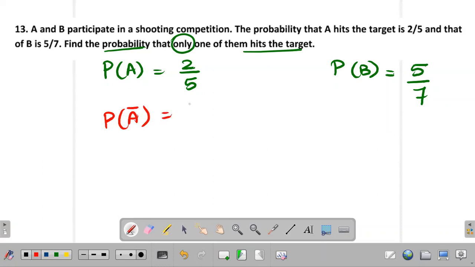1 minus 2 by 5, that is equal to 3 by 5. Can you tell me what is the probability that B will not hit the target? 1 minus 5 by 7, that is 2 by 7. It comes like this. Agreed?